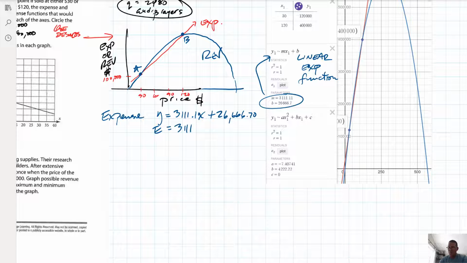So instead of the y-axis, we have the expenses are on the vertical. Instead of x, we have p, because p is on the horizontal. So expenses equals 3,111.1 times p plus 26,666. I'm rounding a little bit.